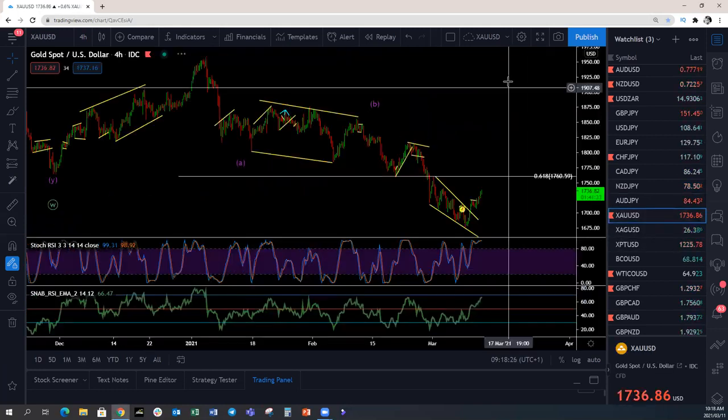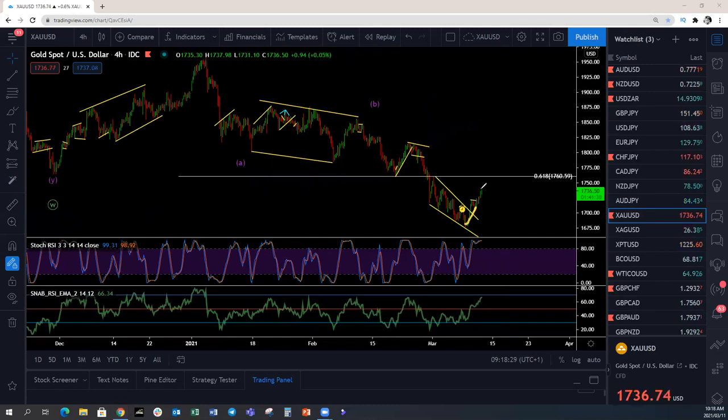Gold, very interesting. Just like the euro, we've got a move to the upside here. We've broken above the 4-hour, so we'll be looking for any entries for further upside. It looks like a 5-wave move here, so we could get a decent correction here for further upside on gold. All right.